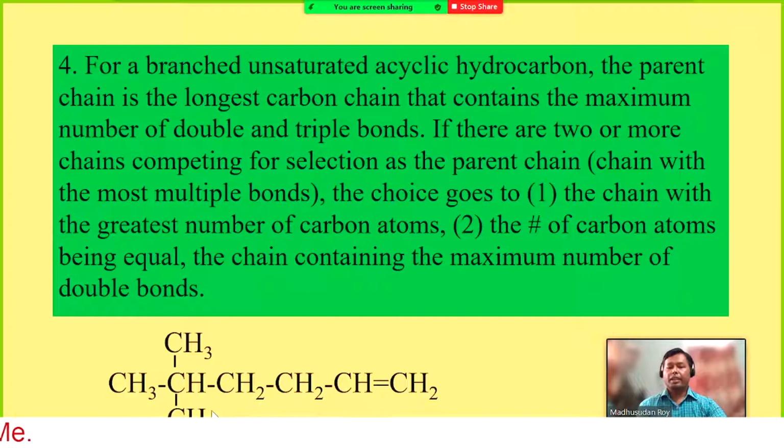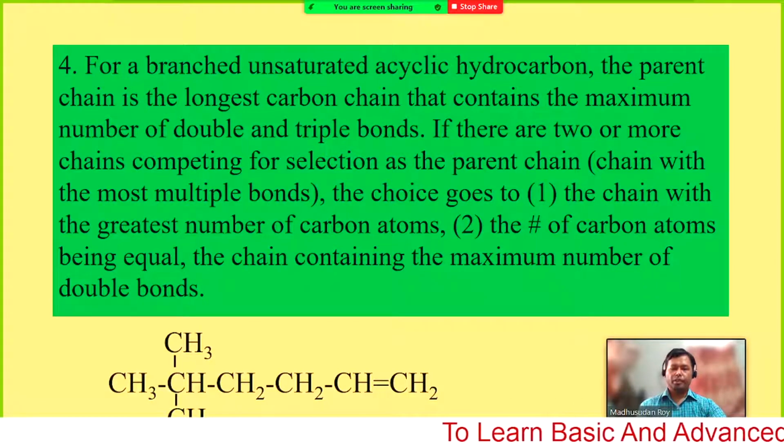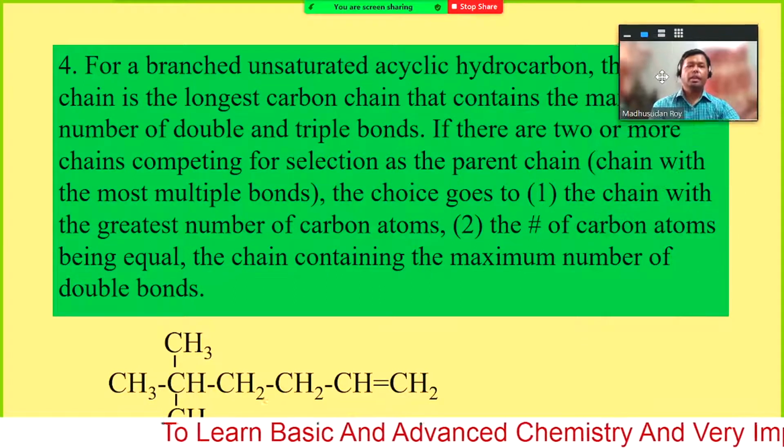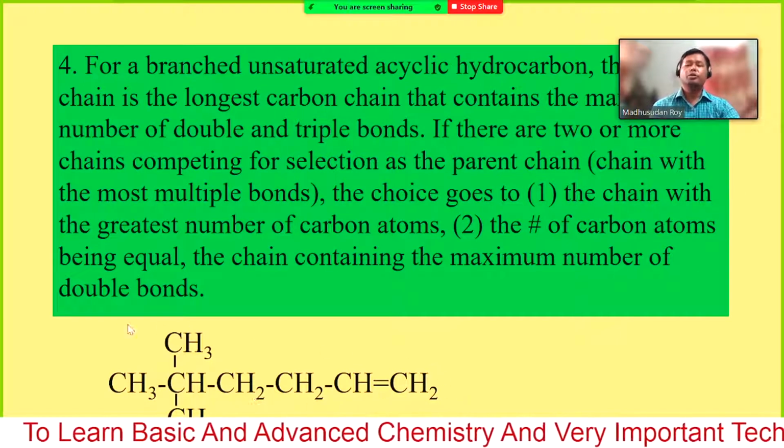and at least 2 side chains or 2 substituents. So how should you name the compound? Anyone have an idea how we can name the compound?